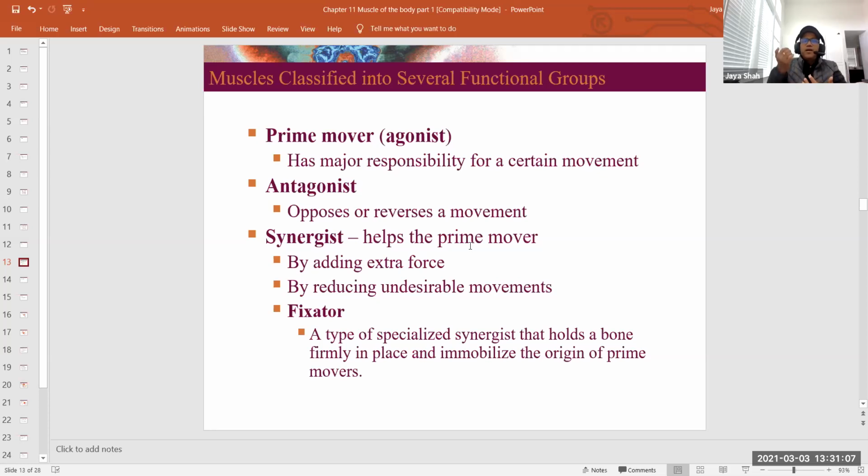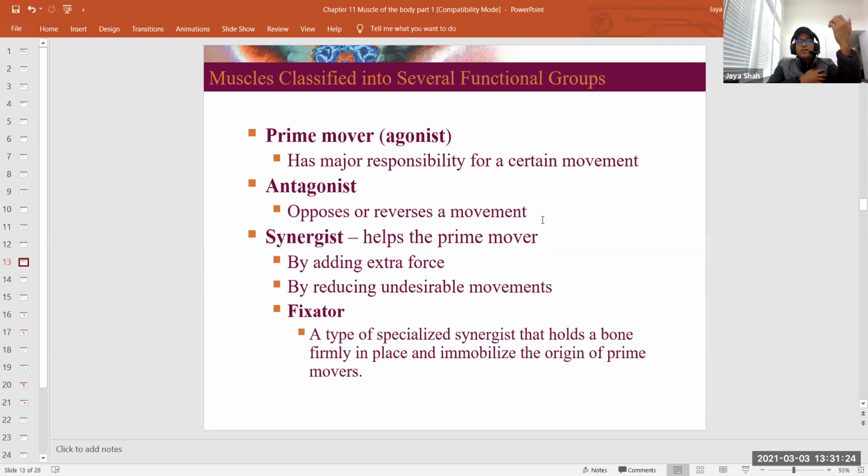Now antagonists are triceps, because triceps oppose or reverse flexion. Now synergists help these biceps and other agonists to do this job.